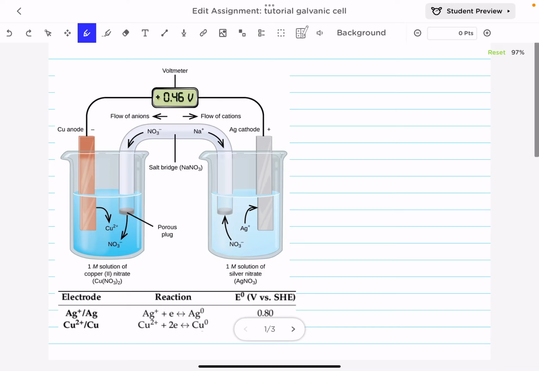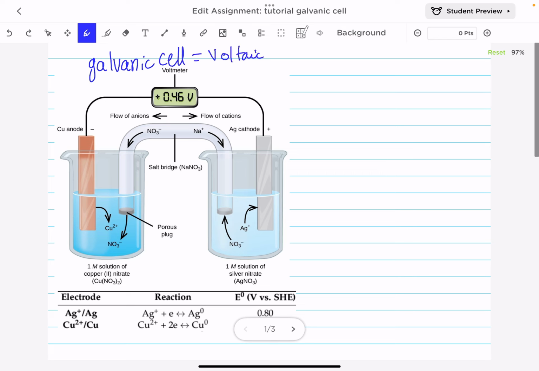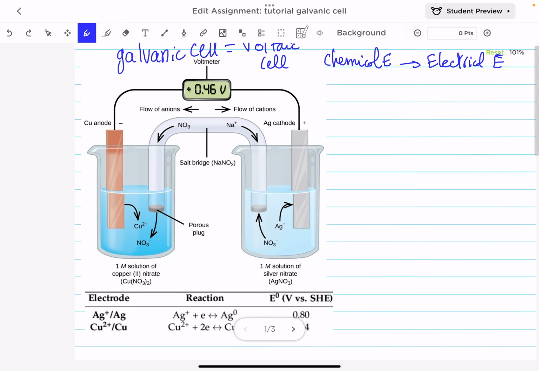In our video tutorial today, I will explain all the components of a galvanic cell. A galvanic cell, also known as a voltaic cell. So I'm going to write the title here: galvanic cell, also known as voltaic cell. This is an electrochemical cell that converts chemical energy into electrical energy. And this means that there's a chemical reaction that's going to take place, and as a result of this chemical reaction, an electric current is generated.